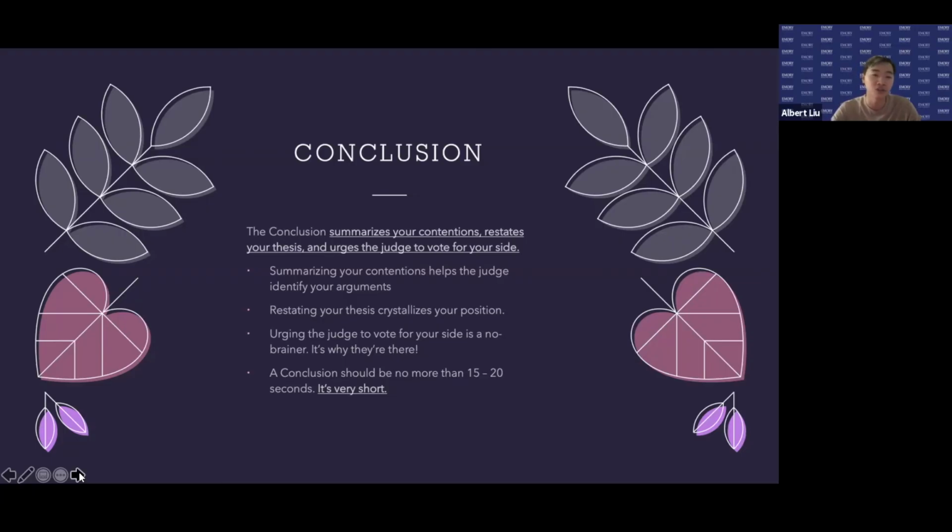Combined, the introduction, framework, and conclusion shouldn't last longer than a minute, whereas the contentions, the bulk of your speech, should take up the other portion of your speech, which is going to be around three minutes.